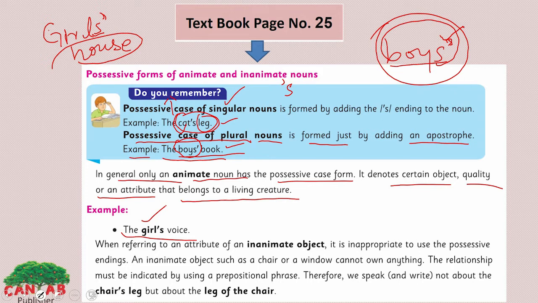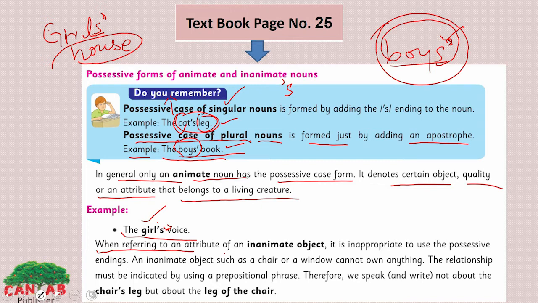The girl's voice here. Here the girl is an animate noun, a living being. So here it's a quality. Voice here, it's a quality. Girl's quality, girl's voice here. Here is the relationship between the girl and the voice. It's the girl's voice here. So we have added an apostrophe and s to show the possession. Girls possess a voice. The girl and the voice have a relationship because the voice belongs to the girl.